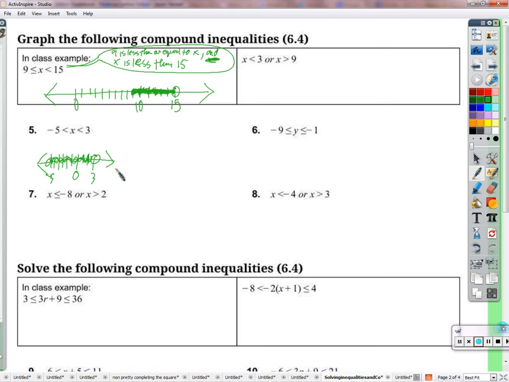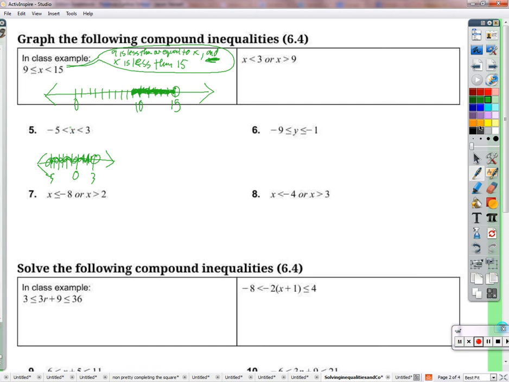That's how we're done. Each point represents a solution to this compound inequality. Any number I pick from inside of this region will satisfy those conditions. If I put 0 there, it'll be bigger than -5 and smaller than 3. If I put 1 in there, likewise, it'll be true.